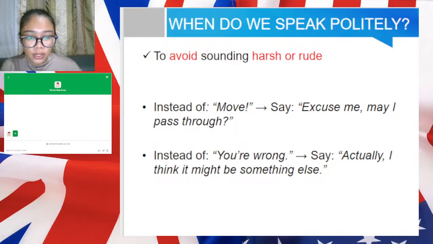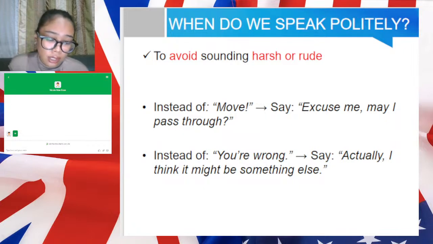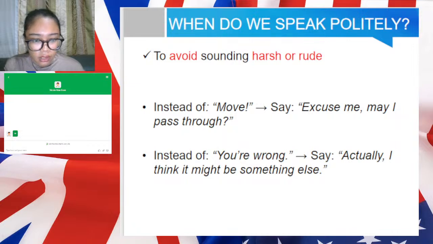Now, this is also another really important area when speaking politely that can make a huge difference. We speak politely in situations where you want to avoid sounding harsh or rude. I think in a particular situation, but all the time we want to, as much as possible, avoid sounding rude or harsh.